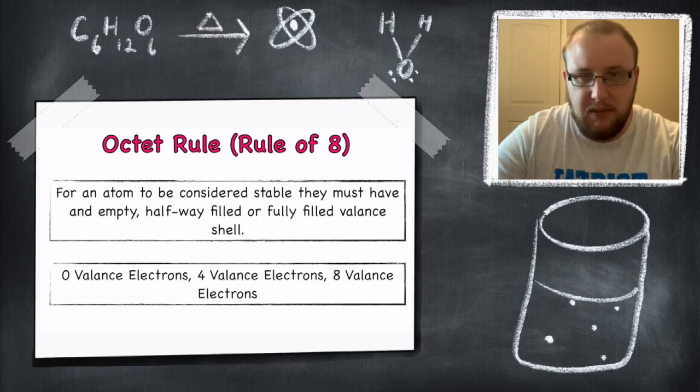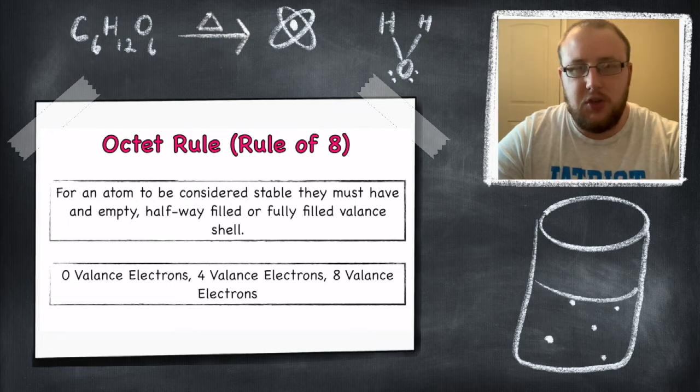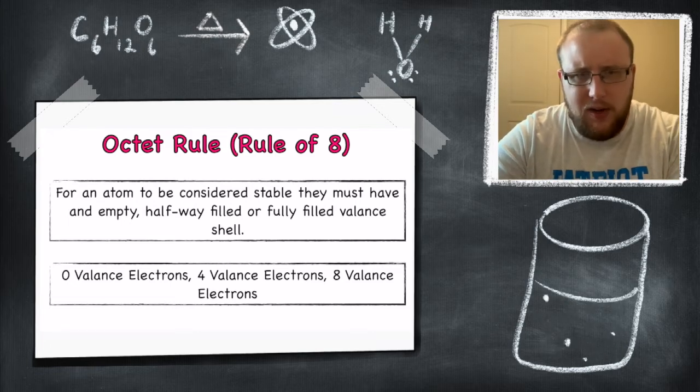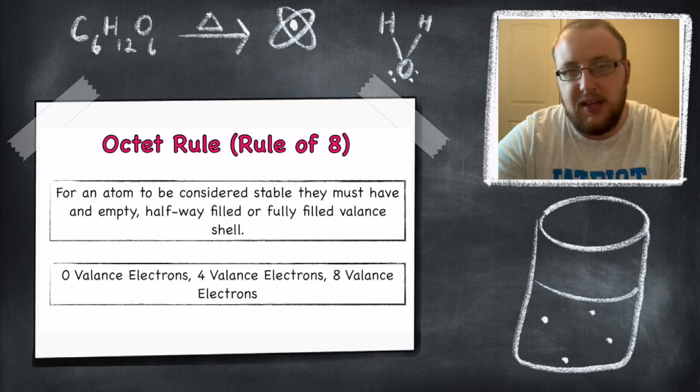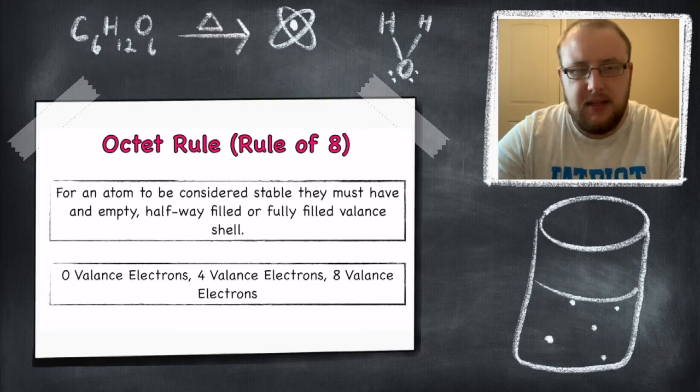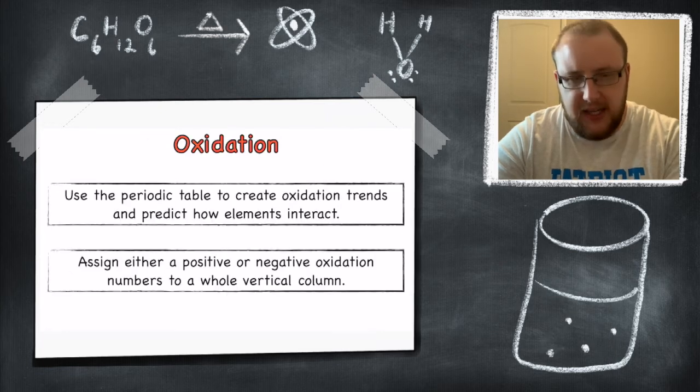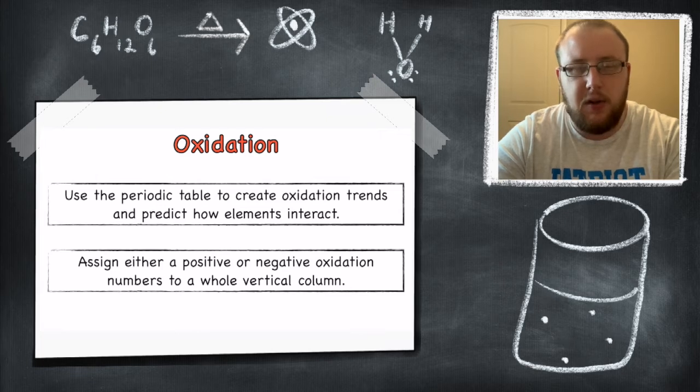Those are the most stable forms of valence shells. So where are we going to go with this? What are we trying to do here? Elements can be categorized on the periodic table by the number of valence electrons they have. This is what produces what we call an oxidation number. Okay? We use the periodic table to create oxidation trends and predict how elements interact.